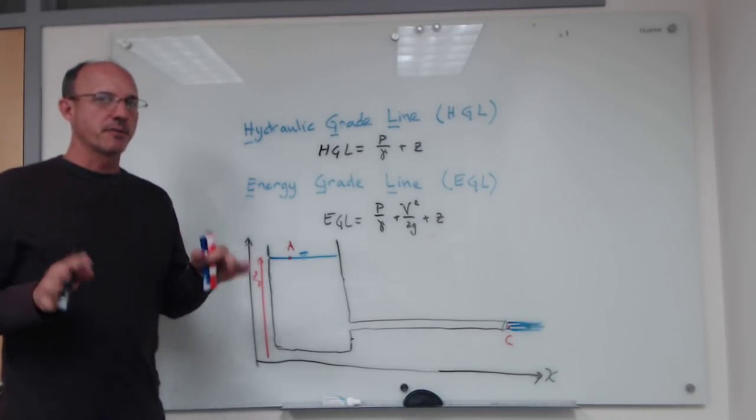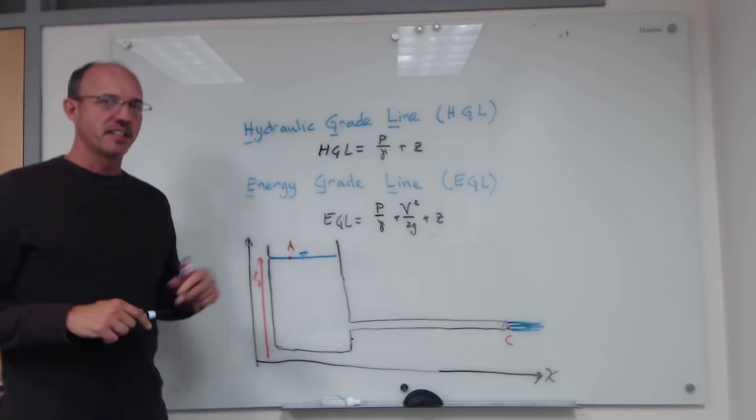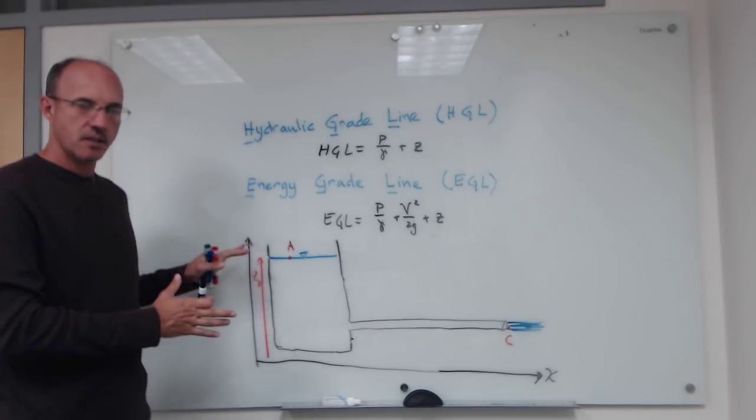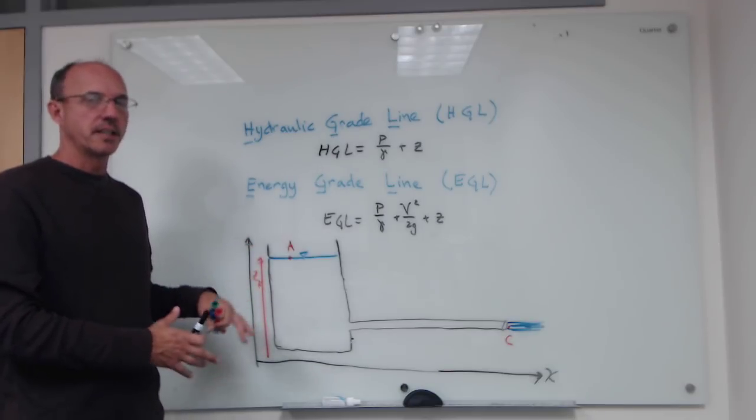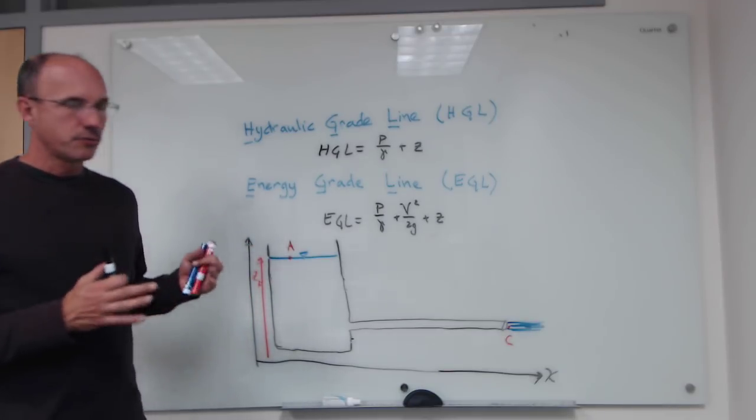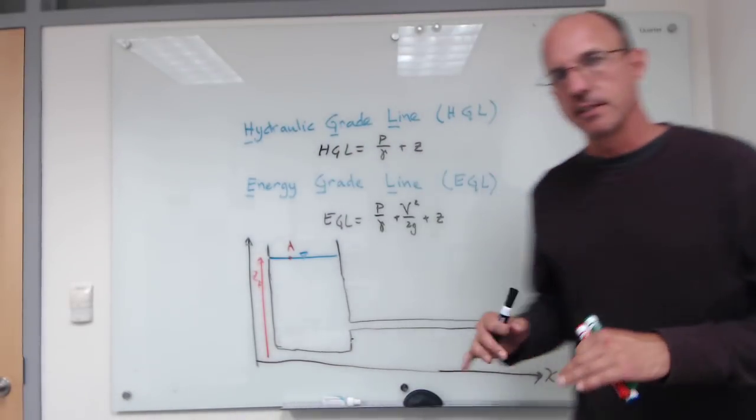Okay, we've made it to part 3 of energy grade lines and hydraulic grade lines. And in this case, we're going to look at the situation involving a flow with a real fluid that has losses, energy losses. And there's really two types of losses that we're going to see in this system.